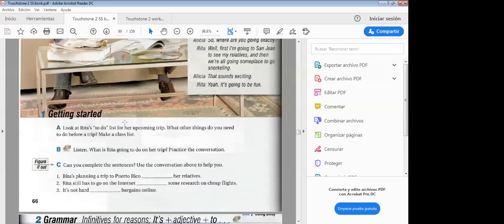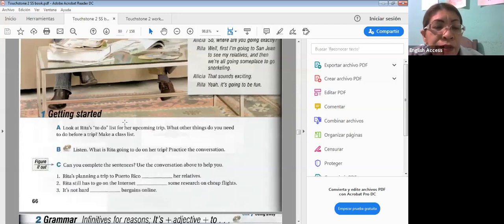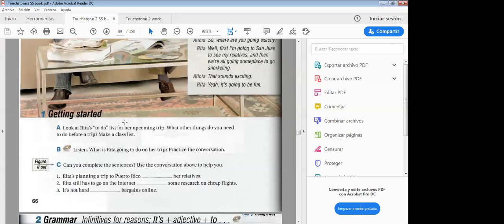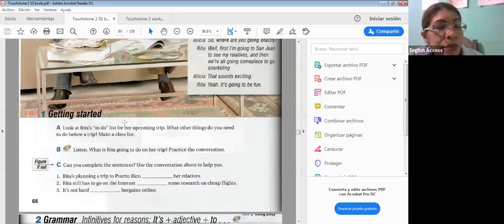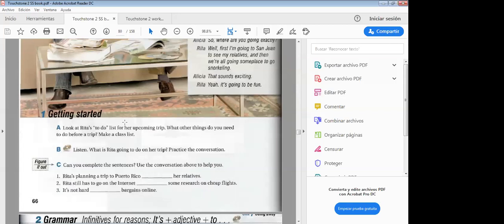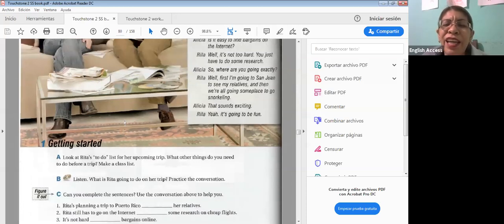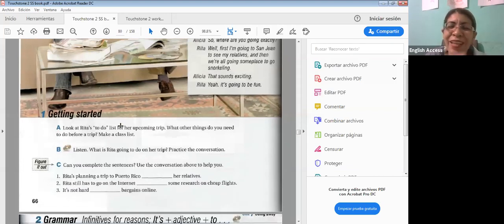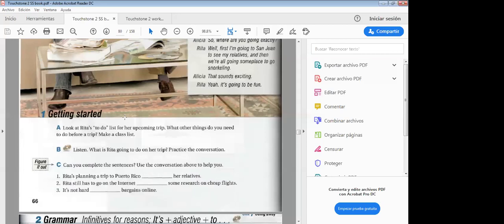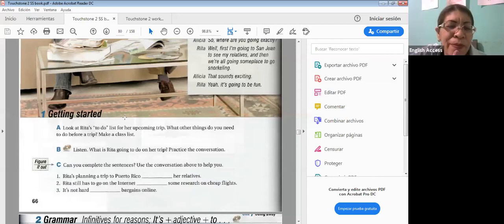Okay, so can you read number one, please? Rita's planning a trip to Puerto Rico to see her relatives. Number two? Rita still has to go on the internet to find some research on cheap flights. To find. No, we're going to check that one in a moment. Okay, number three? It's not hard to find bargains online. Okay, to find bargains online.